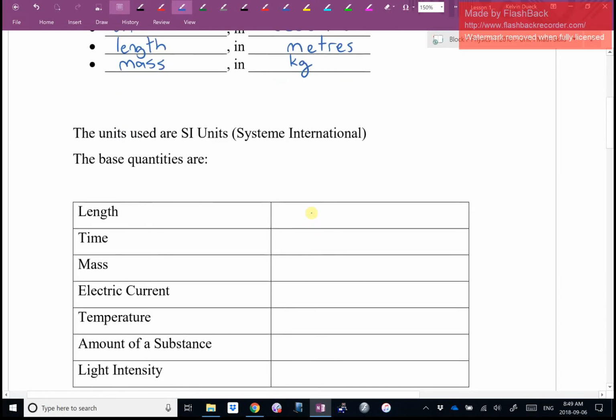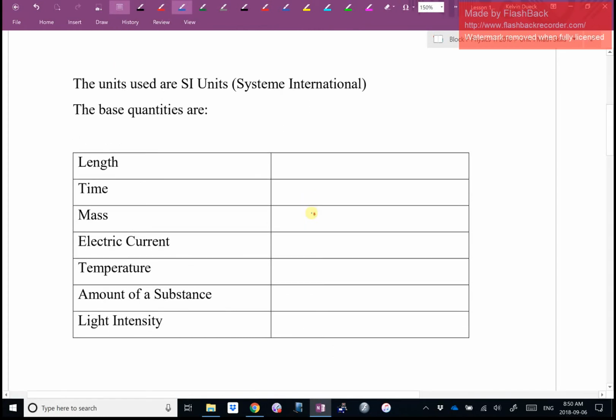In fact, in physics, there are 7 quantities, 7 things that are defined, and everything else is based on these 7. We have 7 base quantities, and these are defined very, very meticulously, very carefully, and everything after that, we base on these 7. So we have length, which was meters. We have time, which was seconds. Abbreviation for meters is a lowercase m. Abbreviation for seconds is a lowercase s. We have mass measured in kilograms.